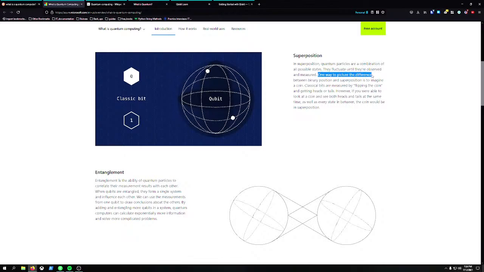One way to picture the difference between the binary position and a superposition is to imagine a coin. Classical bits are measured by flipping the coin and getting heads or tails. However, if you were able to look at the coin and see both heads and tails at the same time, as well as every state in between, the coin would be in superposition.